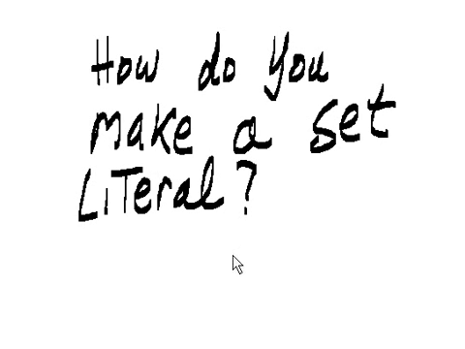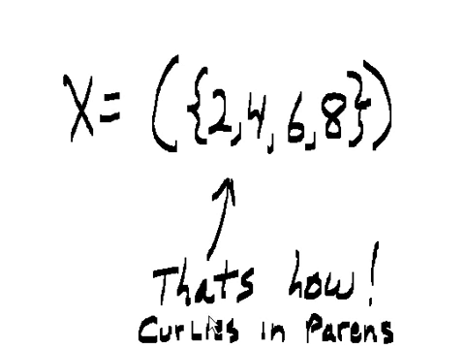How do you make a set literal? That's how. Curlies in parens. And then some numbers, comma delimited: 2, 4, 6, 8.